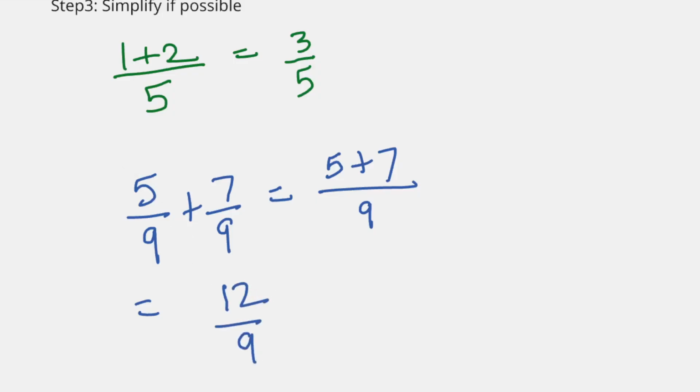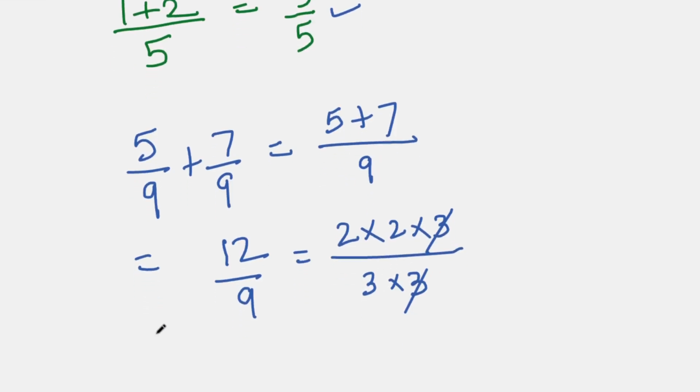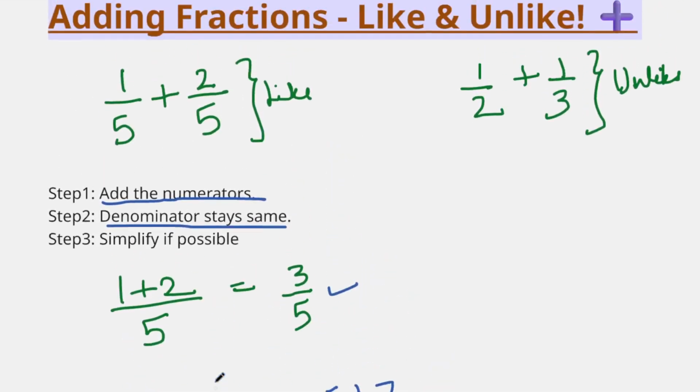Now simplify if possible. In the previous case, simplification was not possible. Here it is, because 12 has factors 2 times 2 times 3. We can write 12 like this. 9 can also be written as 3 times 3. And you see, 3 is common in numerator and denominator, so we will cancel out the common factor. And what are we left with? We have 4 by 3 now. So whenever possible, do simplify. For a detailed video on simplification of fractions, do watch my video. The link is in the description box. Alright, so this is how we add like fractions.